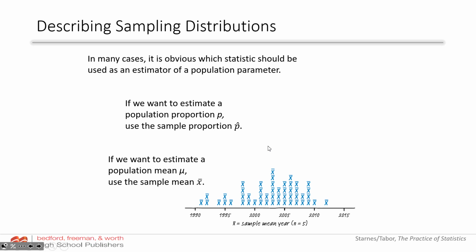If we want to estimate a population mean, like for example, average height or average weight, we should use the sample mean. So if I want to estimate the average height of a student in statistics, I would take a simple random sample of size 10 or whatever it is and calculate that sample's average height, their x bar.